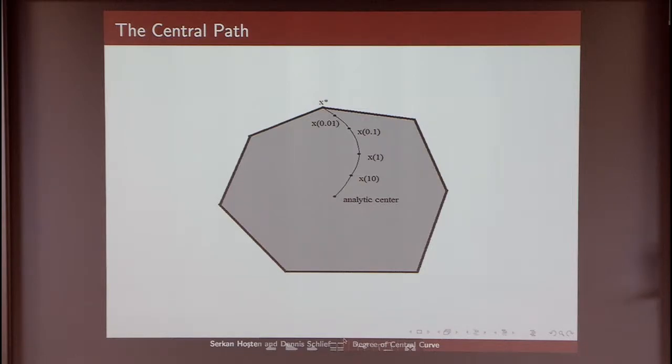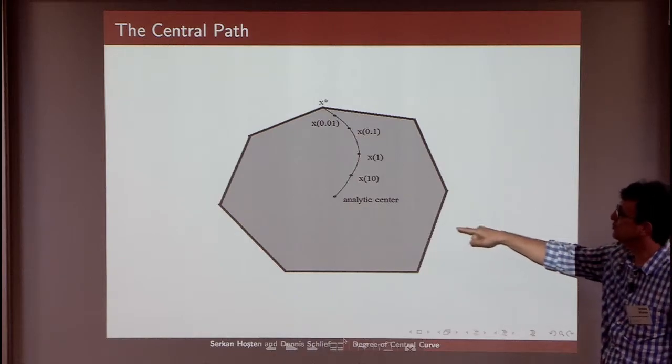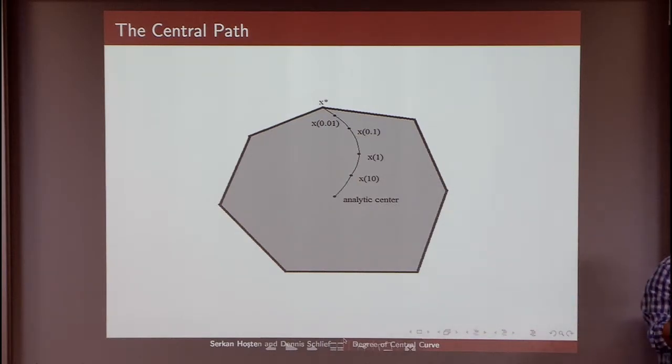Here's a cartoon idea. When lambda is really big, we can solve the problem very easily, and we get something called the analytic center of the feasible region, the polytope. Then we start from there and start making lambda smaller. As we do that, we follow the central path all the way to the optimal solution. So that's one way of saying how the interior point algorithms work.